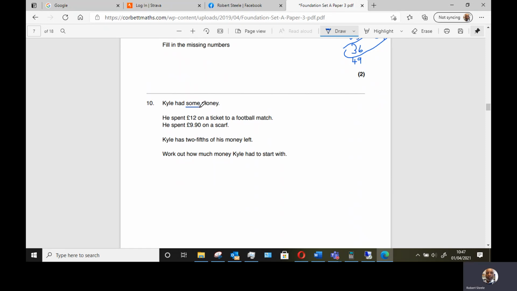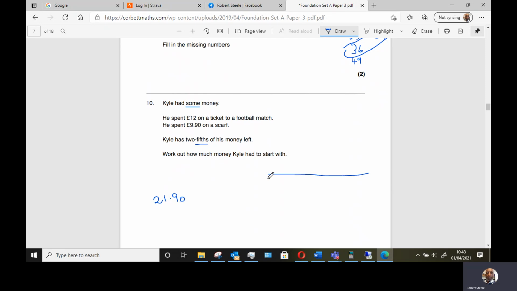Okay, an unknown sum of money. So what's been spent? £12. And this is 10 pence short of another £10. So we spent £21.90. Interesting that this is in fifths.